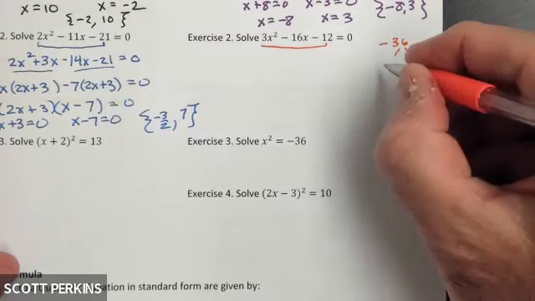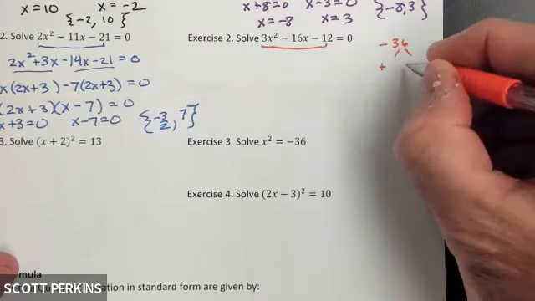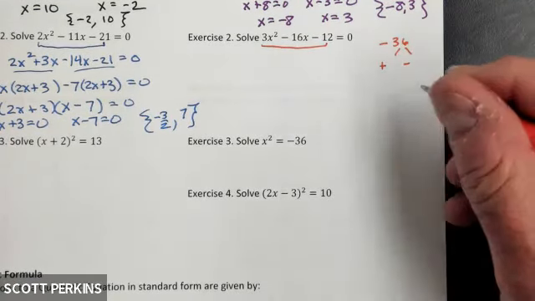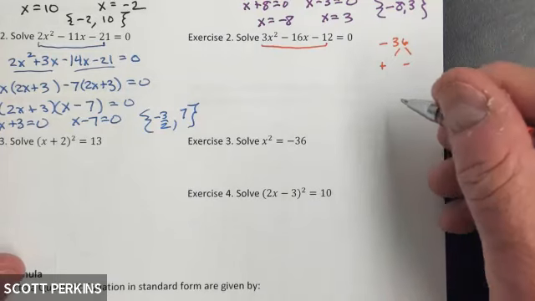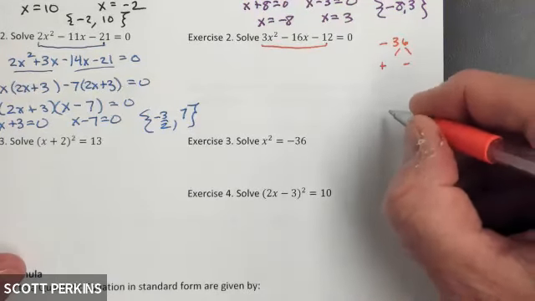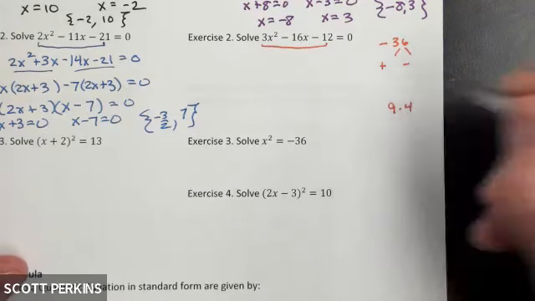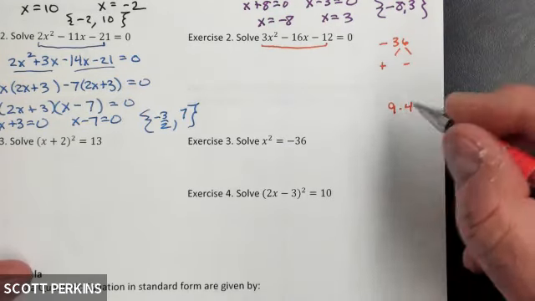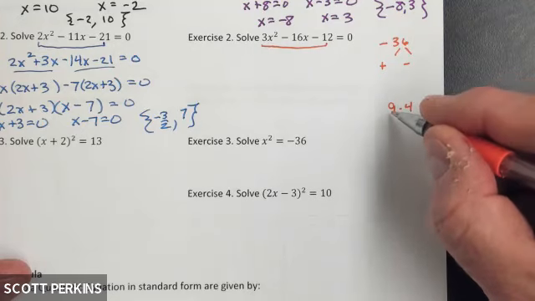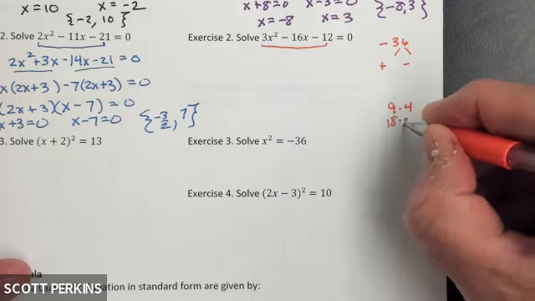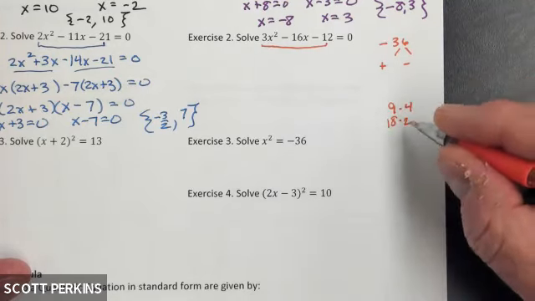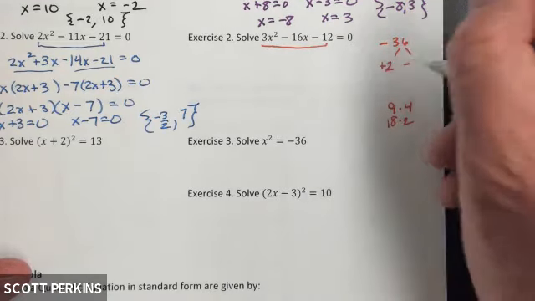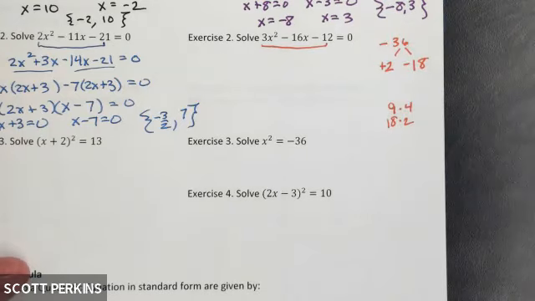And so they're going to be one of each. I need a positive and a negative. Again, I don't know this off the top of my head. So if I had 9 times 4 is 36, but those are not 16 apart. So I'm going to take 2 from the 4 and give it to the 9, so that's 18 times 2. 18 times 2 is 36, and those two numbers are 16 apart. So I'm going to make the 2 positive, the 18 negative.